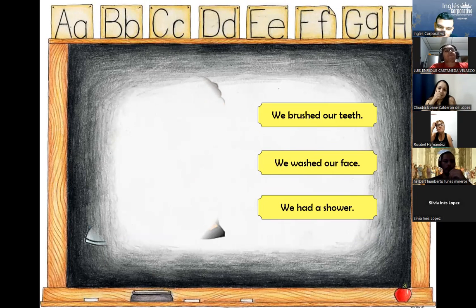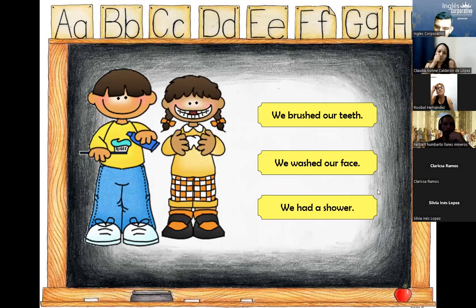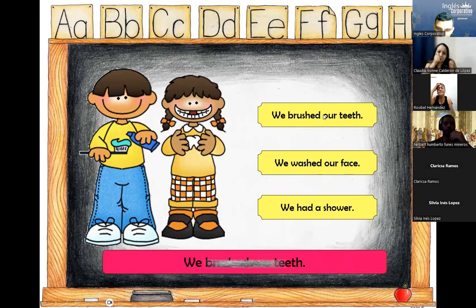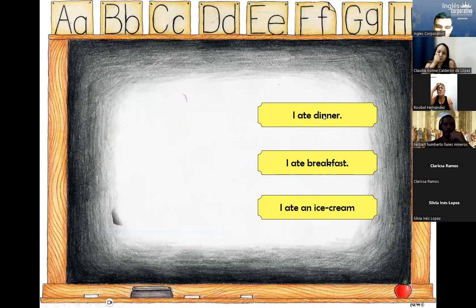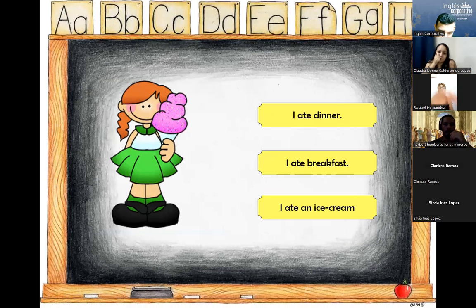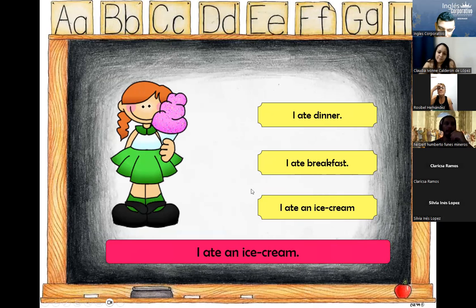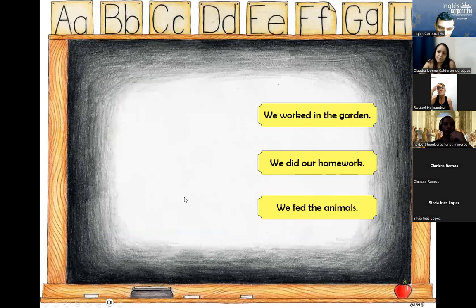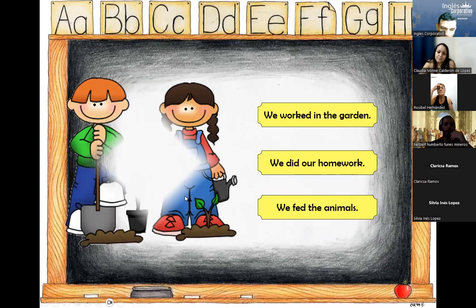I played computer games. We brushed our teeth. I brush our teeth. Okay, I'm sorry. We brush. How about her? I ate an ice cream. Excellent. About her?